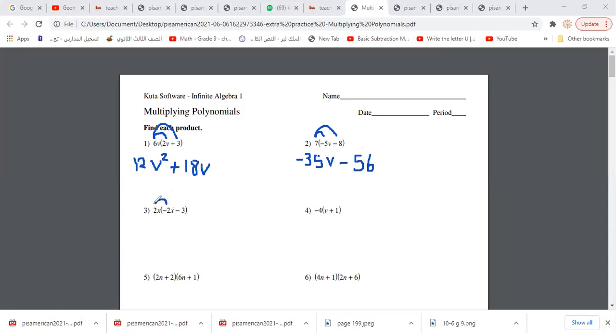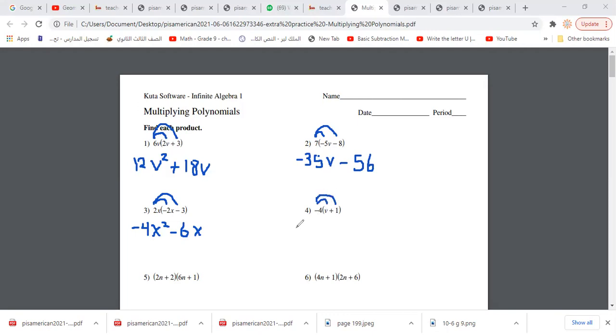This one times this one. What do we have to do? 2 times negative 2, it will be negative 4. And then we have x times x, it will be x what? Power of 2. Very good. 2 times negative 3, it will be negative 6, and x. Yes. Now this is an unlike term, so we have to stop. Next question.